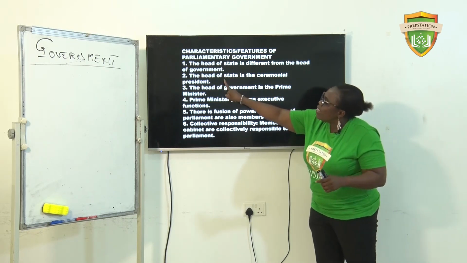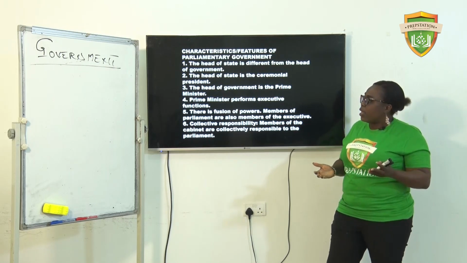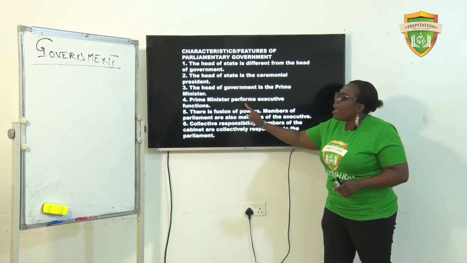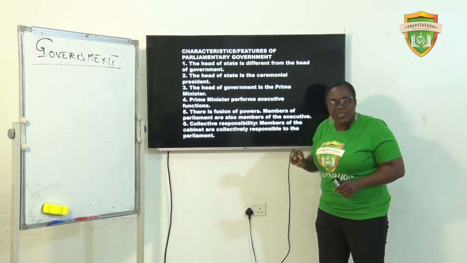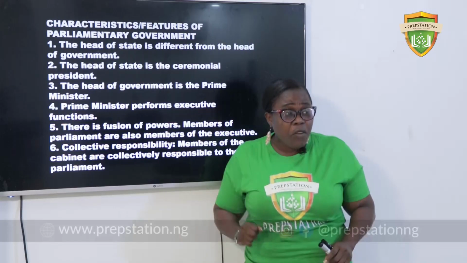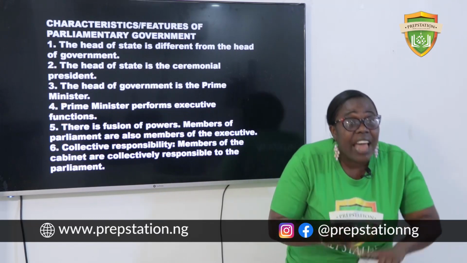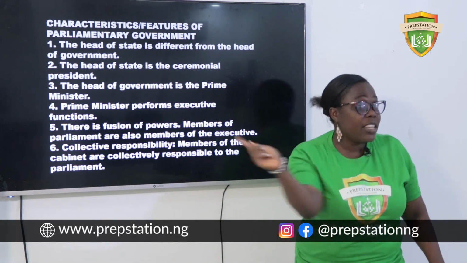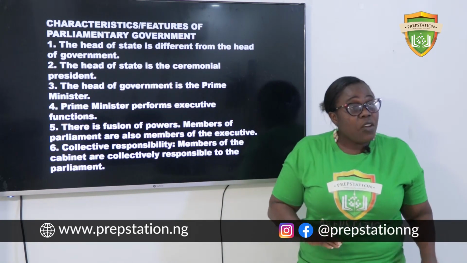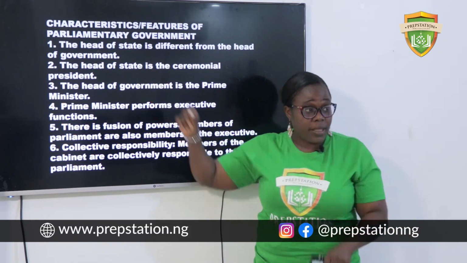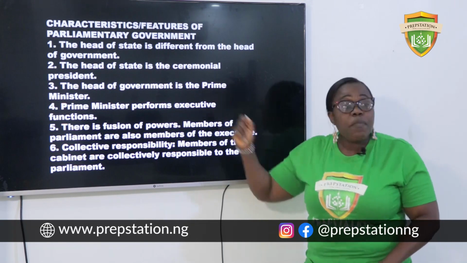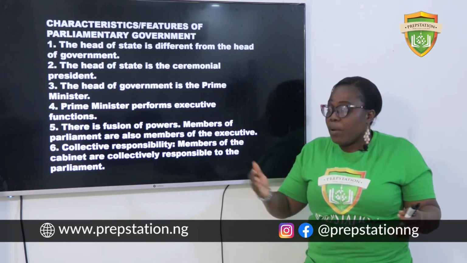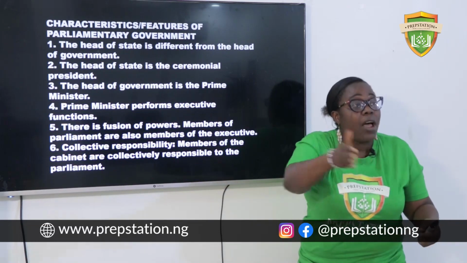Then the second says, the head of state is the ceremonial president, and the head of government is the prime minister. The prime minister performs executive functions. Now let me explain to you. In the parliamentary system of government, the executive and the legislature are fused together. In a presidential system of government, it's not so. The president of Nigeria is the head of the executive, you know that. The Senate president is the head of the National Assembly, the head of the Senate, where we have the Speaker of the Federal House of Assembly.